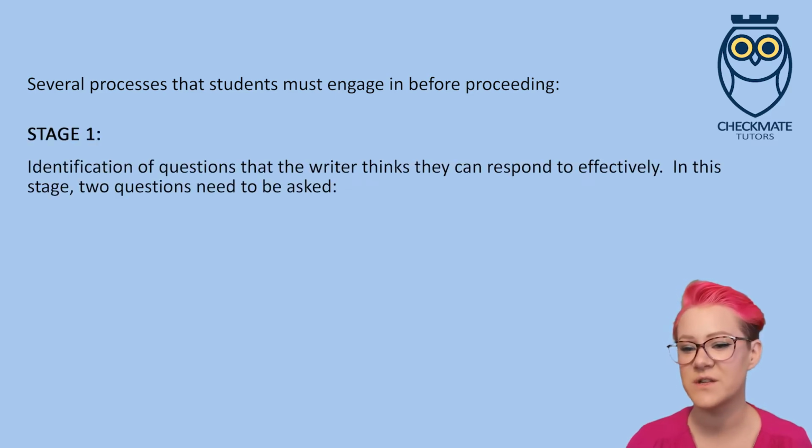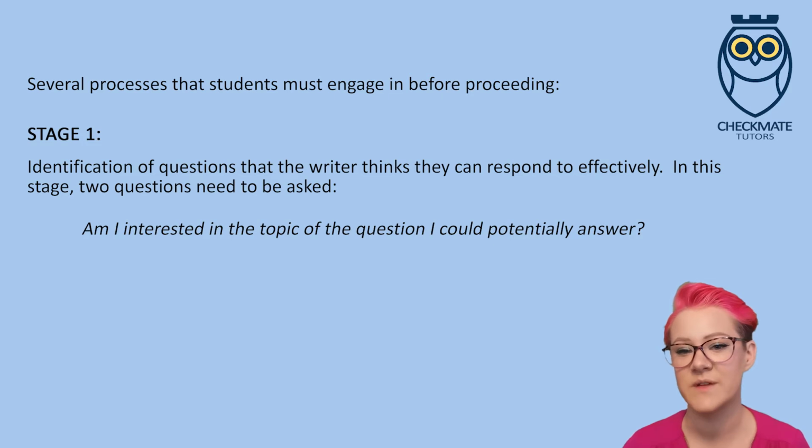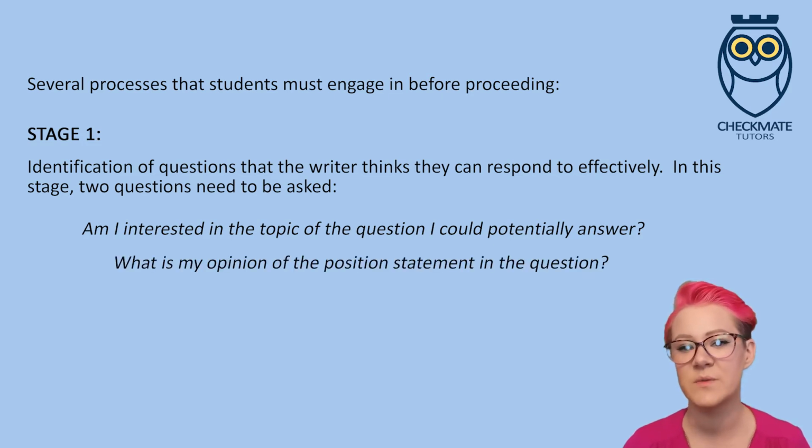Stage 1. Identification of questions that the writer thinks that they can respond to effectively. In this stage, 2 questions need to be asked. 1, am I interested in the topic of the question I could potentially answer? And 2, what is my opinion of the position statement in the question?